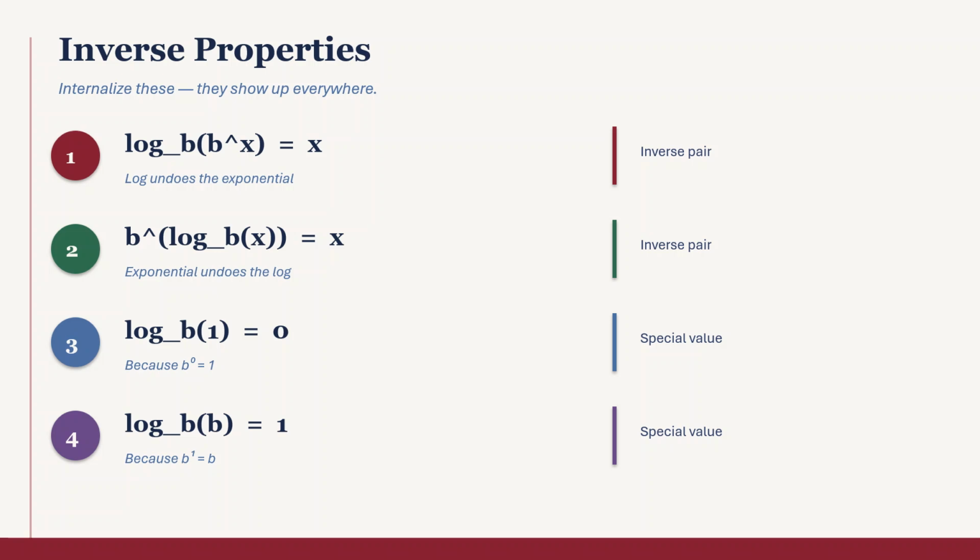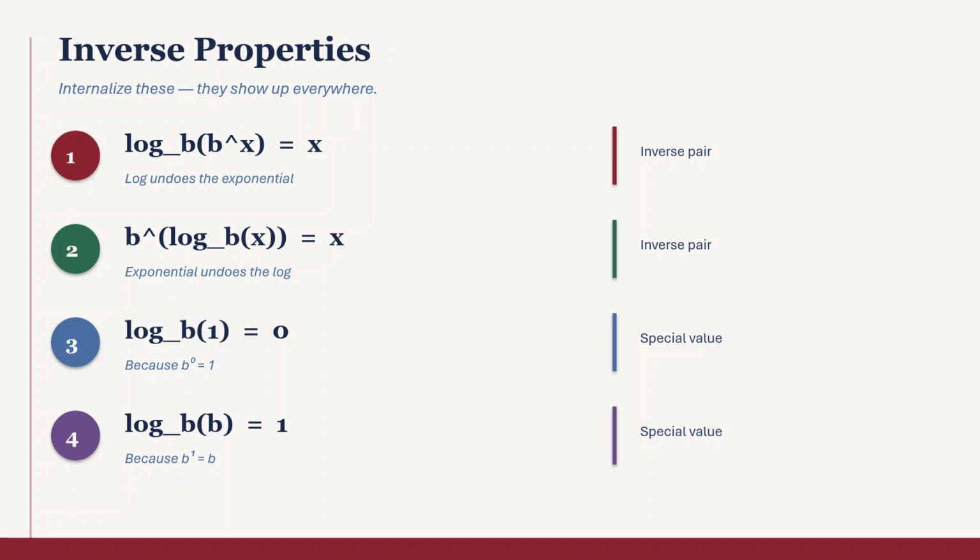4 inverse properties to internalize. First, log base b of b to the x equals x. Log undoes the exponential. Second, b to the power of log base b of x equals x. The exponential undoes the log. These are the two halves of an inverse function. Apply one, then the other, and you get back the original input.